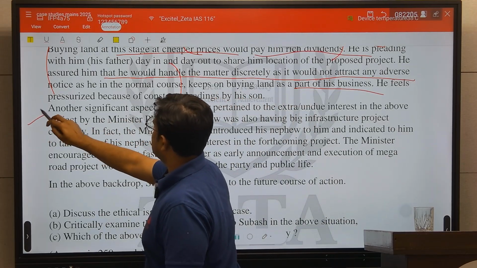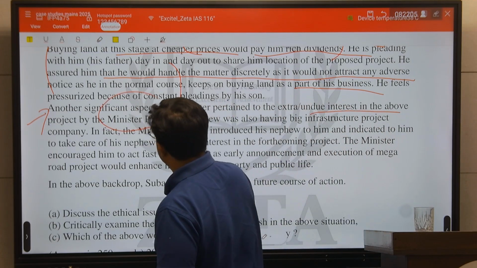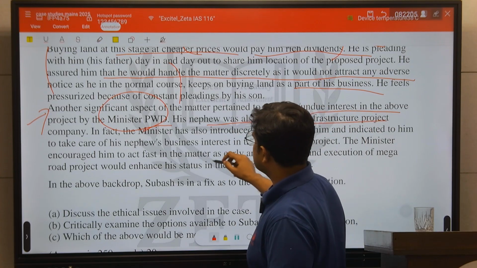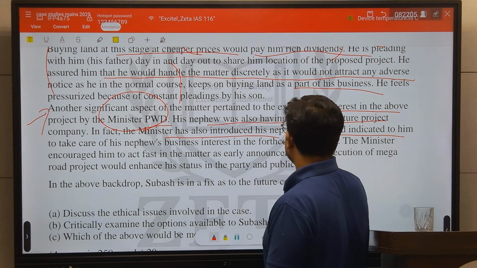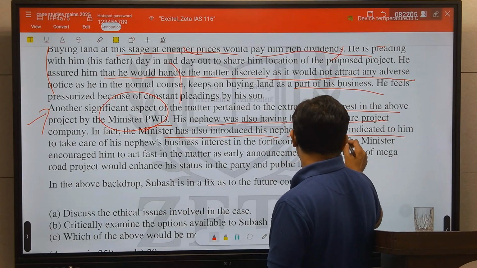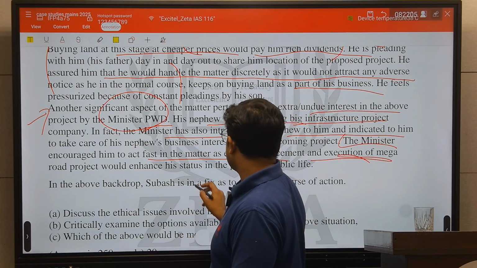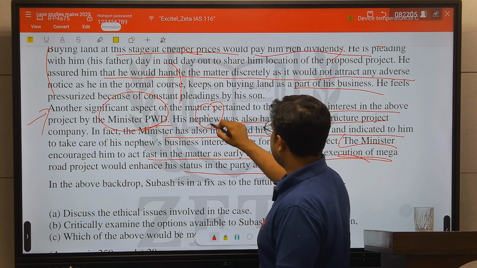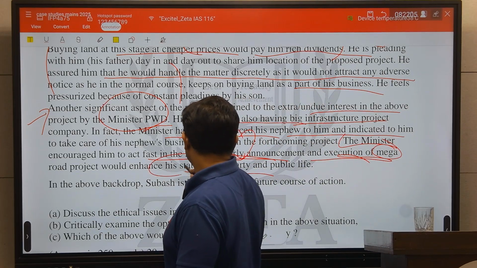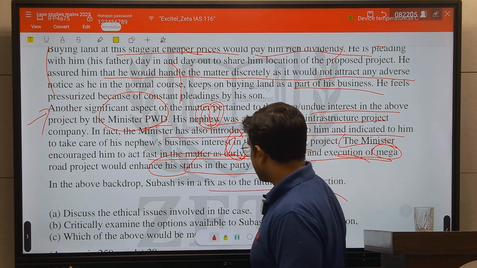Then another significant twist in the matter pertains to the extra undue interest shown by the Minister of PWD. So another minister is pressurizing him, as his nephew also has infrastructure projects. In fact, the minister has also introduced his nephew to him, indicating that he should take care of the nephew's business in the forthcoming project. The minister encouraged him to act fast on the matter. Early announcement and execution of the mega project would enhance his status in the party and public life. Subhash is in a fix about the future course of action.